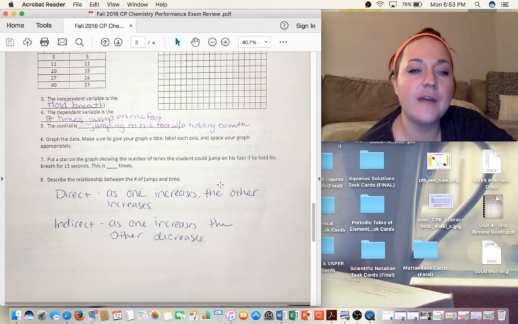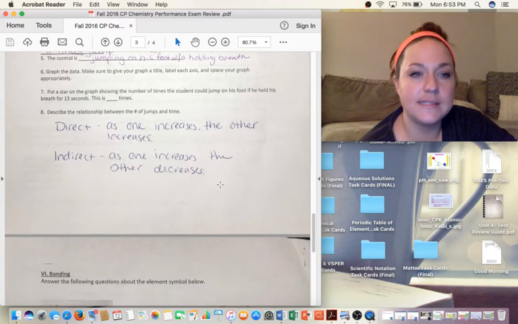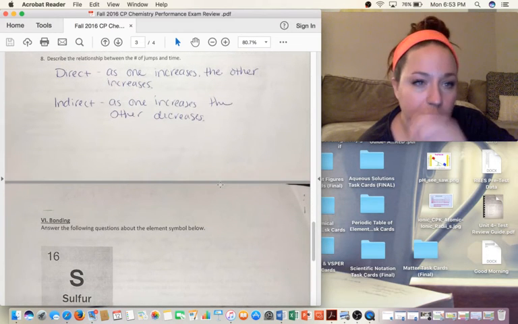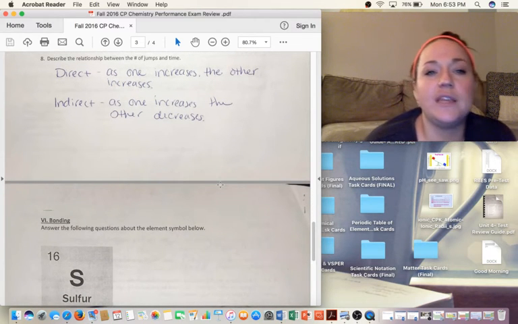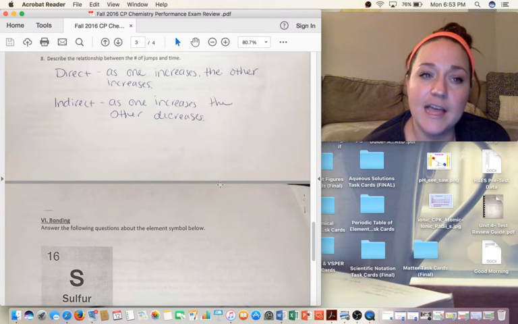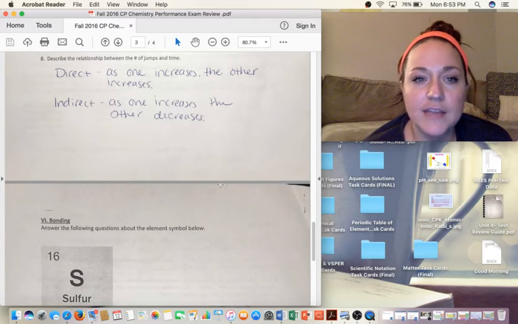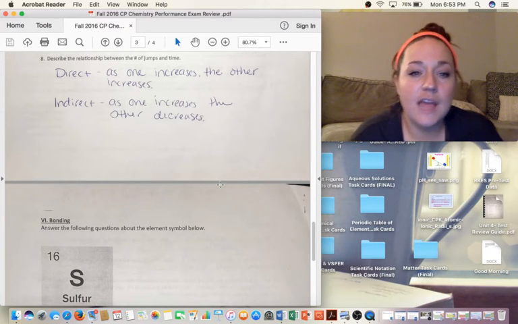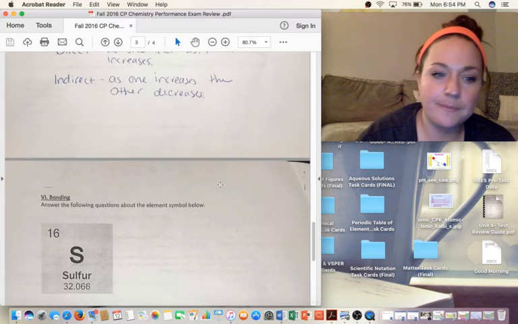So you need to graph this data. We're going to talk about 6 and 7 in class. So describe the relationship between the number of jumps and times. So direct: as one increases, the other increases. Indirect: as one increases, the other decreases. All right.